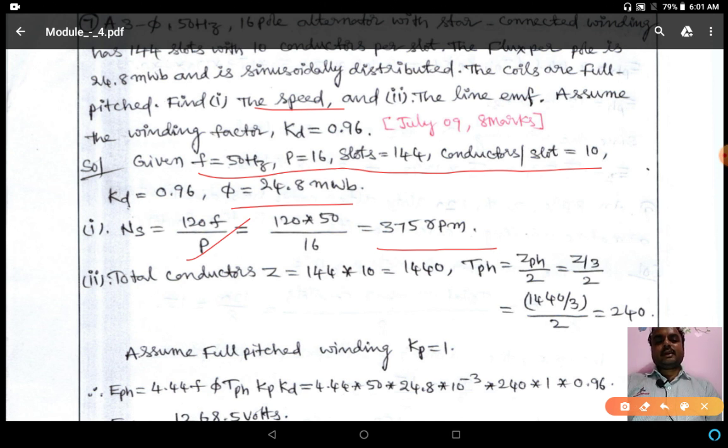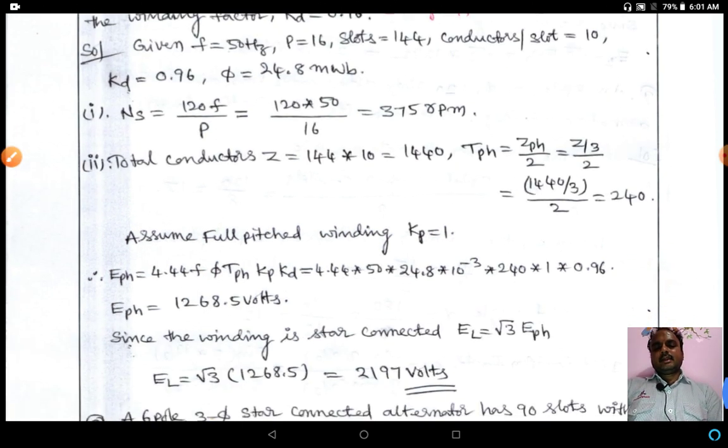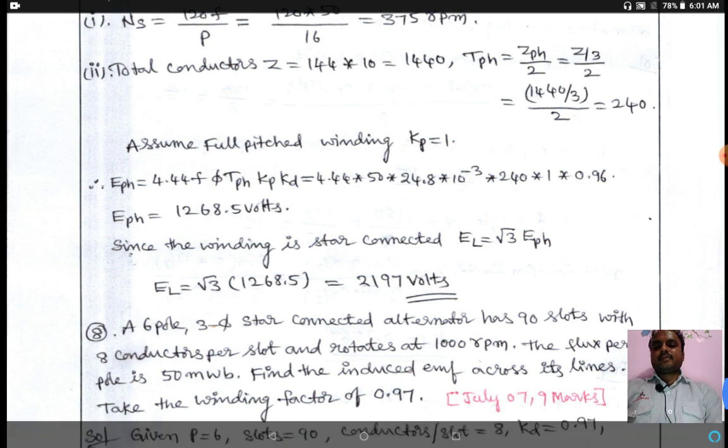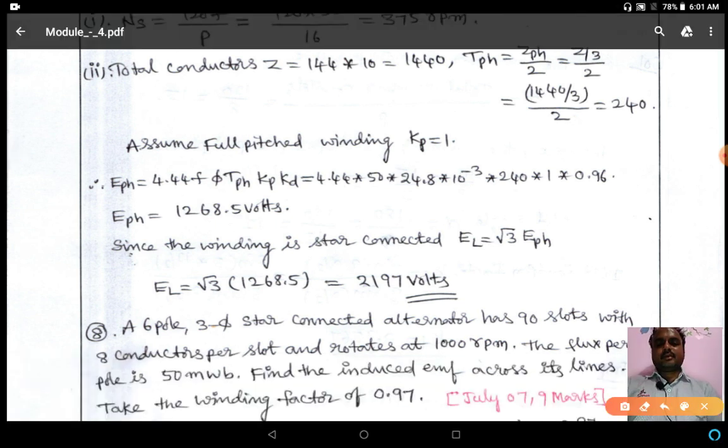So then what you have to find out is EL, line EMF. Line EMF is equal to root 3 into EPH formula. So according to that formula, first you find out the EPH, then you can calculate the EL here, right? So EPH is equal to 4.44 F phi TPH Kp Kd, you know the formula, right? So Kp is assumed 1, already all values are given in the problem's given data itself. So only TPH is not given. TPH you calculate 240, substitute and find out the EPH.